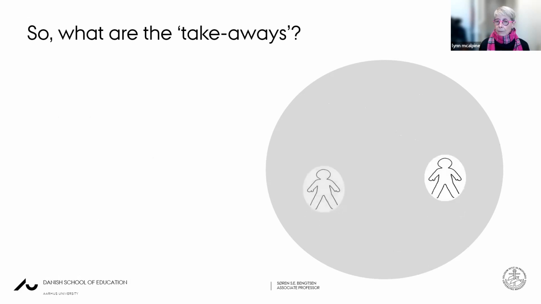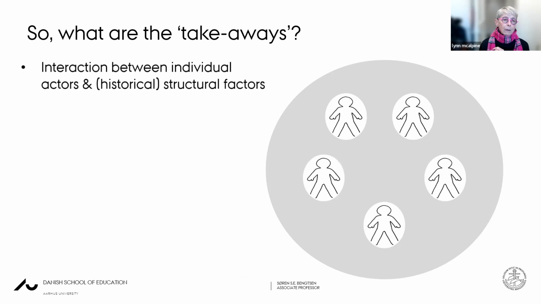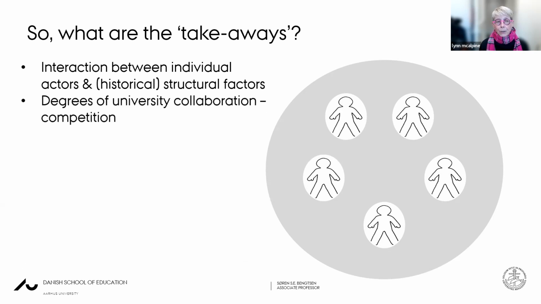So the takeaways, again, remember it's a national case study with 4 institutions nested within it. So first of all, we could see quite clearly there is interaction between the individual actors and their biographies and the historical and structural factors, leading to some variation across the 5 institutions. We also saw degrees of university collaboration and competition, and are interested in exploring more about how that gets worked out. Collaborating could be positive, but also competing for students or funding or whatever.